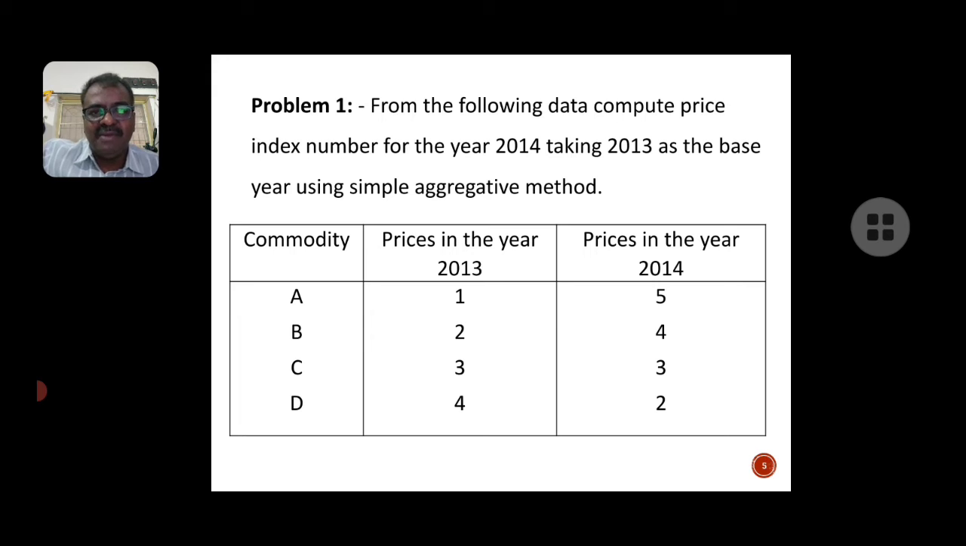So we have been given 4 different commodities, A, B, C and D, with prices in the year 2013 and prices in the year 2014. Now, prices in the year 2013, since 2013 is the base year, will be considered as P0, prices of the base year. And it is compared for the year 2014, hence 2014 will be considered as the current year and the prices will be equal to P1.